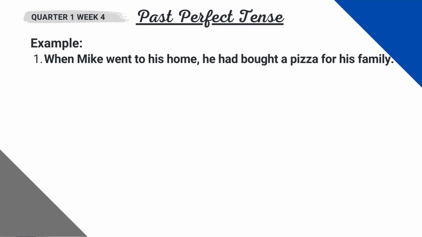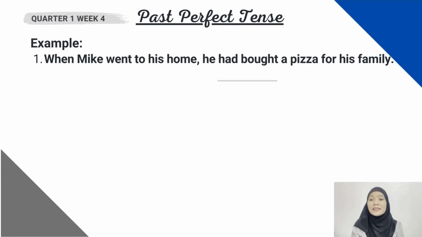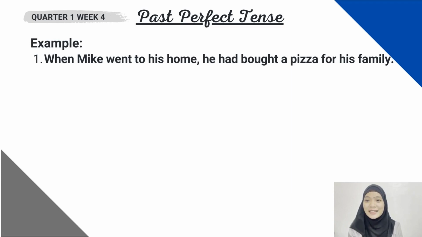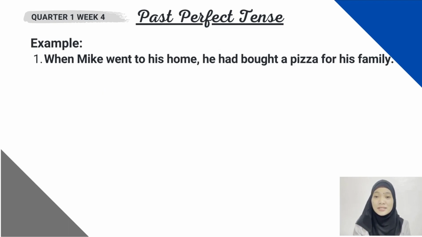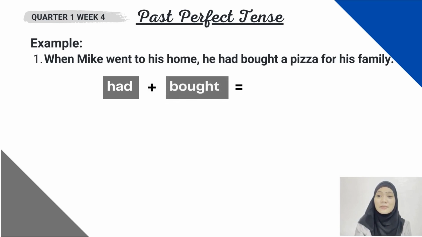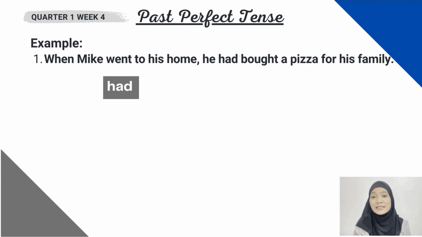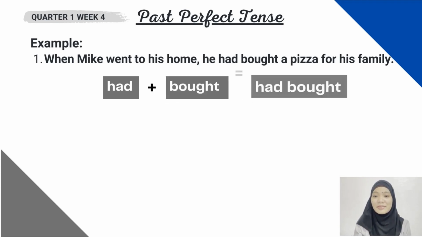1. When Mike went to his home, he had bought a pizza for his family. The past perfect tense used in this sentence is had bought. Had bought is a combination of had plus the past participle of the base form of the verb buy, which is bought, that makes the past perfect tense had bought.